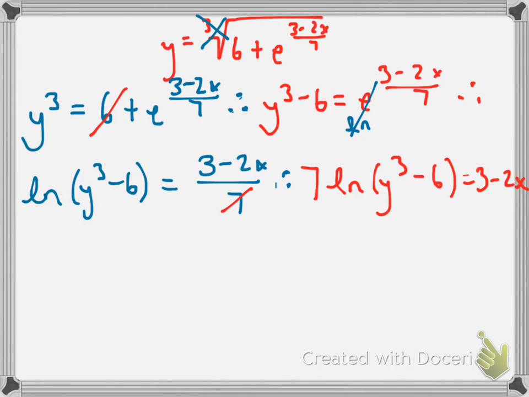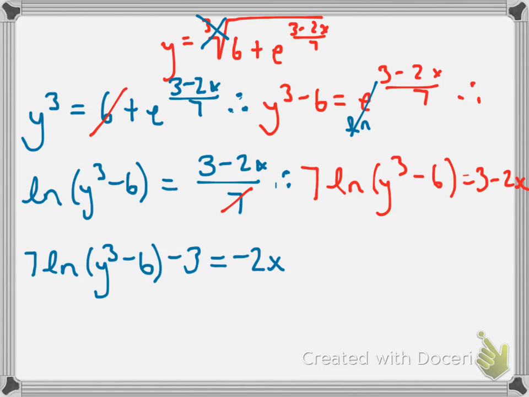We are getting closer to the end, so in order to finish up, we will realize that this x is still multiplied. So that's got to be the last step that we do, and so before we can do that, we have to get rid of that 3. And again, this 3 is a positive number, even though it doesn't say it. So we have to do the opposite of that, which is subtract. So 7 natural log y cubed minus 6 minus 3 equals negative 2x.